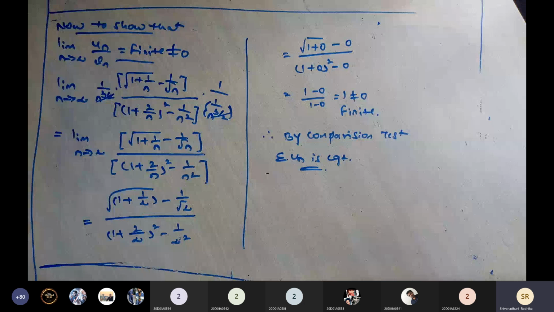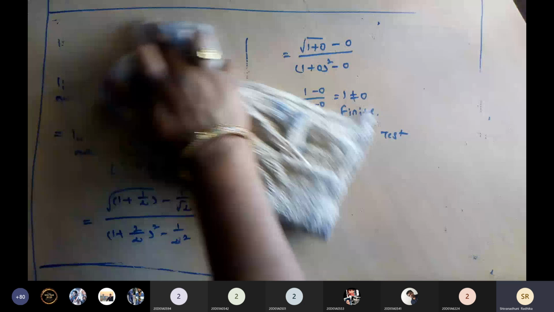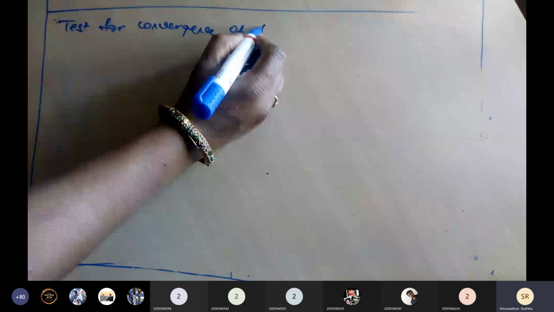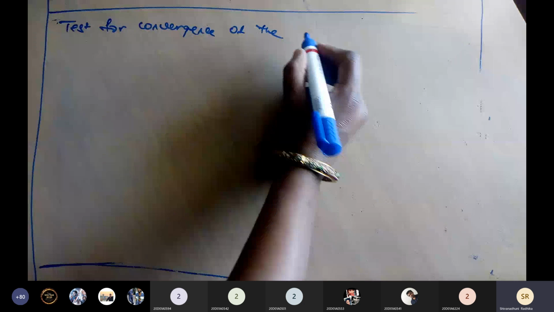Next, the last problem in the given set. Next problem, and this is the homework for you. You have to do it compulsorily. Test for convergence of the given series.